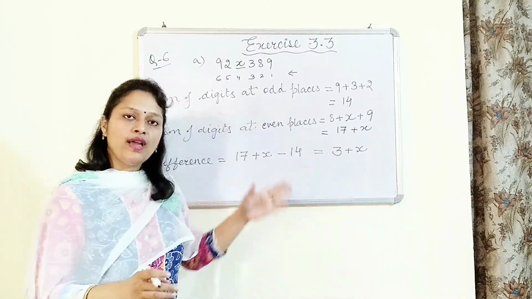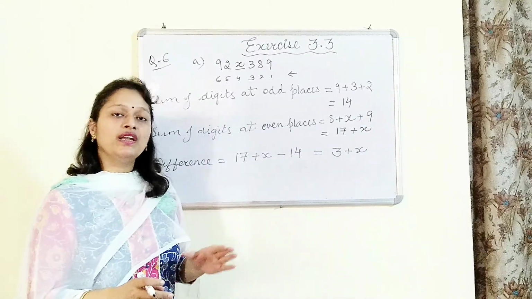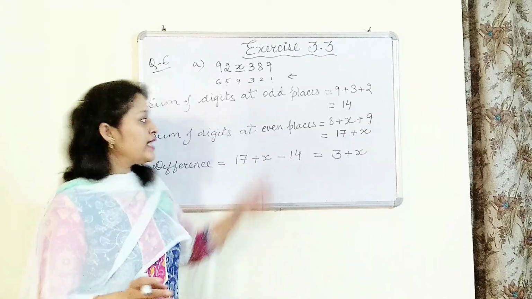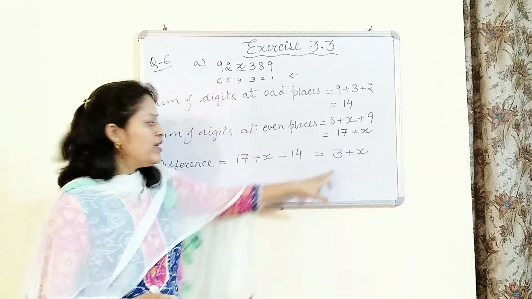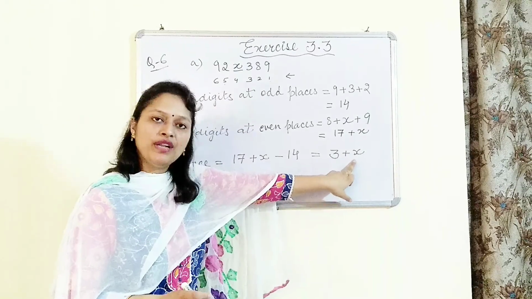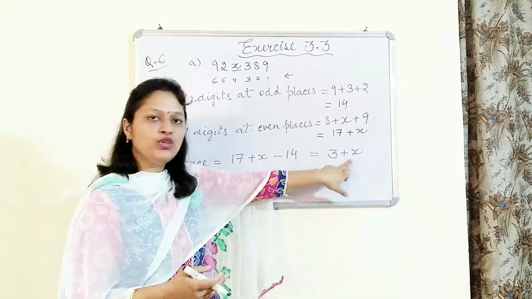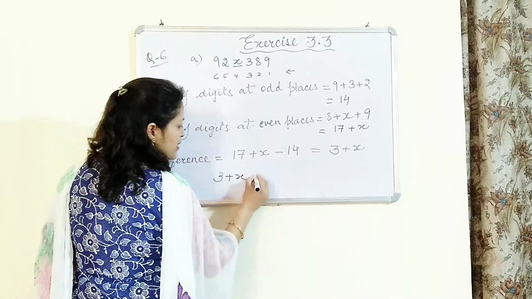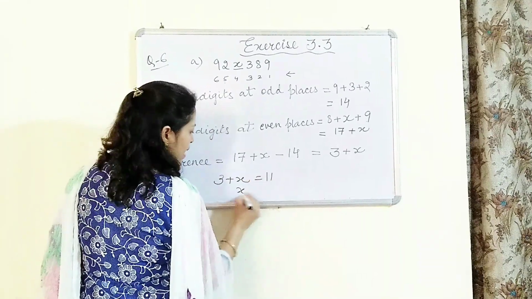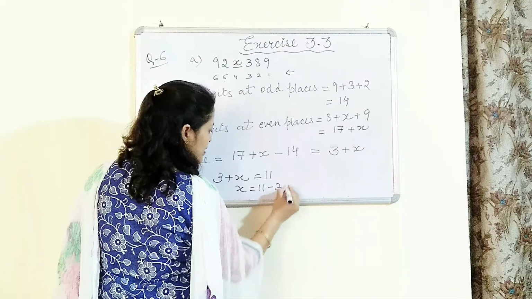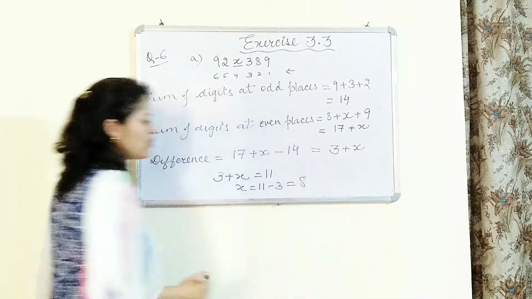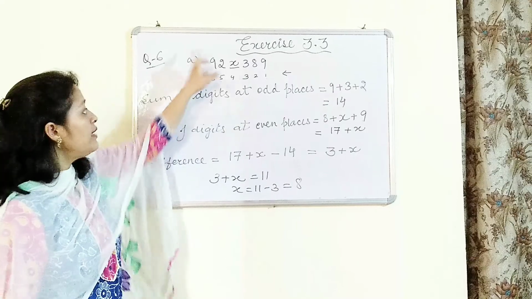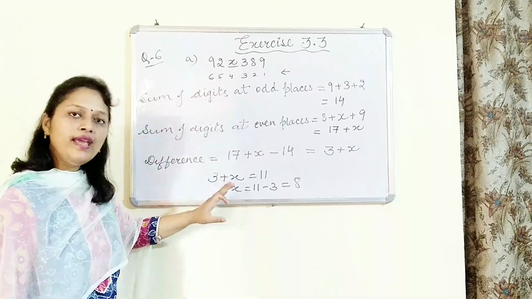So, to make it 11, because the condition is if the difference comes out to be 0 or 11, then you can say the number is divisible by 11. So, to make it 11, what we will add to it? 3 plus x is equal to 11. x is equal to 11 minus 3, 8. So, if x is equal to 8, then the number will be divisible by 11.